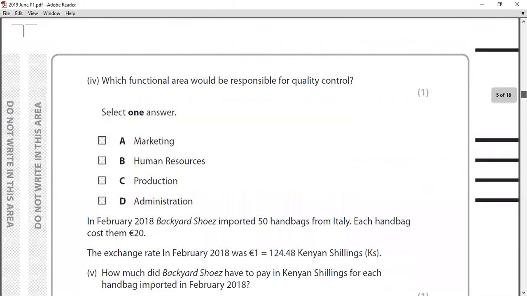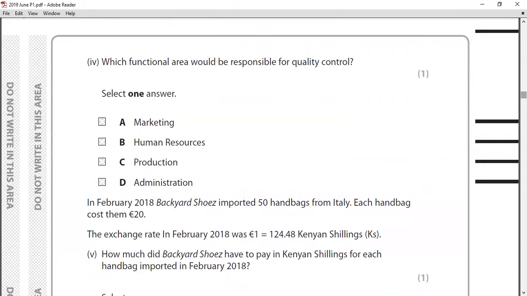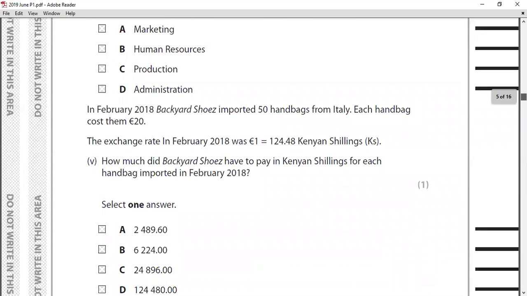Fourth one, which functional area would be responsible for quality control? It's a very easy question. The answer is operations, production. Quality control is done by them, not marketing, not HR, not administration. Yes, a lot of people got the correct answer.